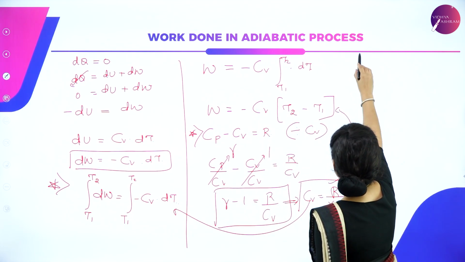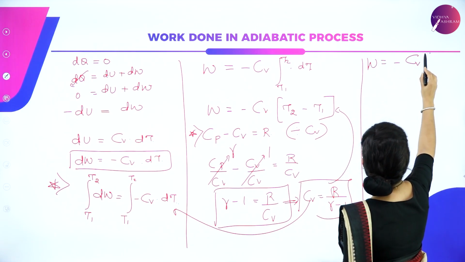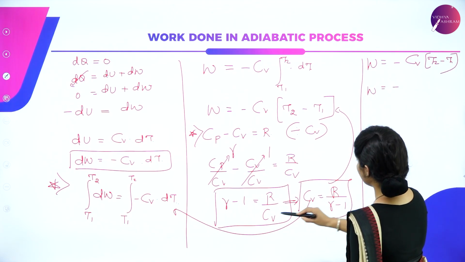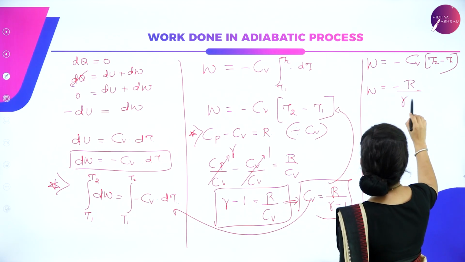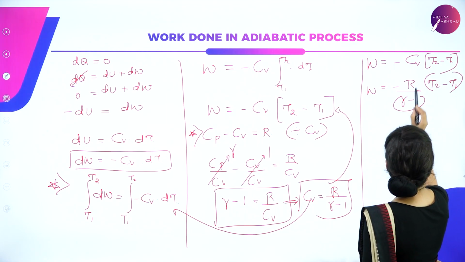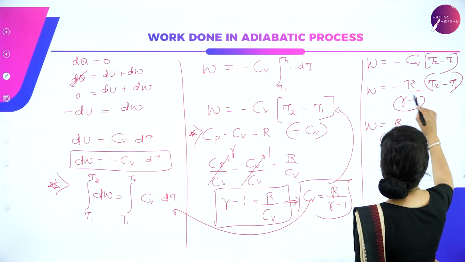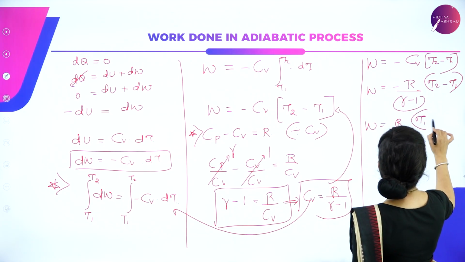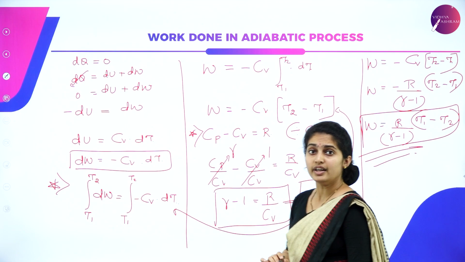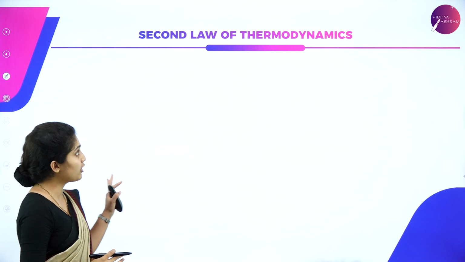We can apply it here. So W is equal to minus Cv of T2 minus T1 comes out to be W is equal to minus R divided by gamma minus 1 of T2 minus T1. On multiplying by the negative sign, we get R divided by gamma minus 1 of T1 minus T2. So this is the final expression for the work done during the adiabatic process. This is all about work done in the adiabatic process.